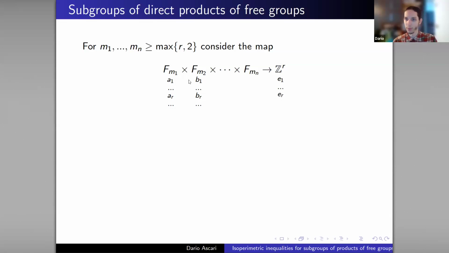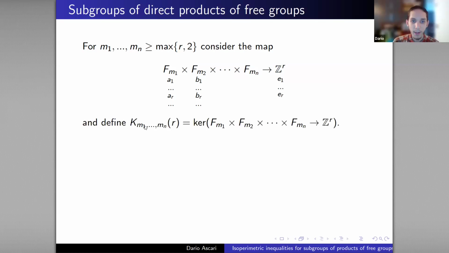Okay, so let's consider this specific map from this product of free groups to Z^r, and define K(m1, ..., mn, r) to be the kernel of this map.